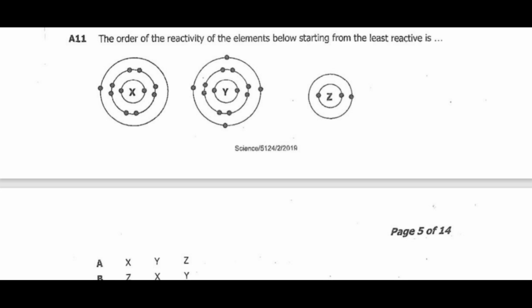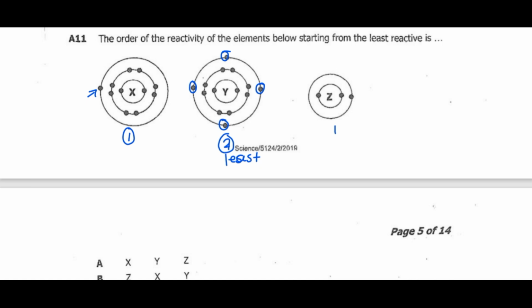The order of the reactivity of the elements below, starting from the least reactive, is. So we want to start from the least reactive. Now let's look at the first one. So the first one has a valence of 1 because there is only one electron in the outermost shell. Here we have a valence of 2, a valence of 4. We can see that we have 1, 2, 3, 4. Then here we have a valence of 1. So the least reactive is this element Y, because it is the element with the highest number of electrons in the outermost shell.